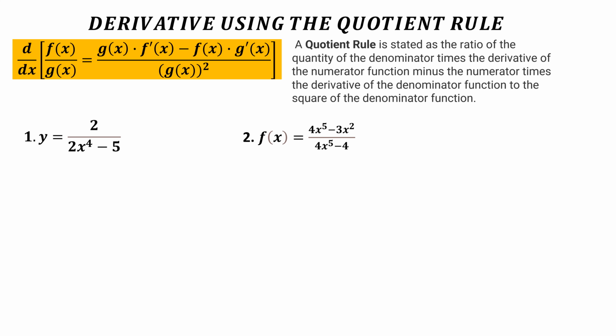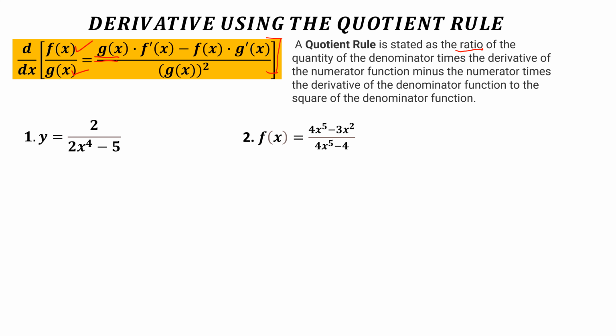Our topic for today's video is all about derivatives using the quotient rule. So what do you mean by quotient rule, or what is it all about in finding the derivative of a function? So far, when we say quotient rule, it is stated as the ratio. When we say ratio, it's in a fractional form. Ratio of the quantity of the denominator, so our denominator is g of x and our numerator is f of x.